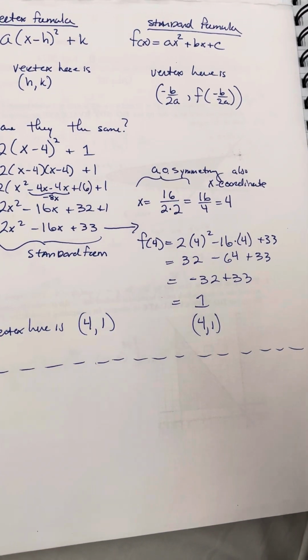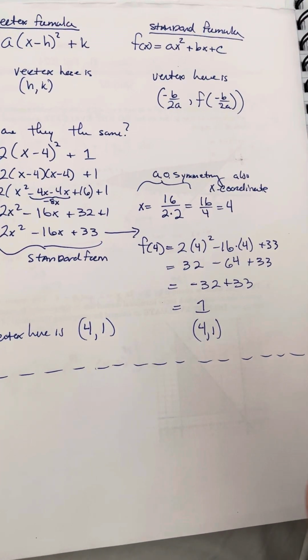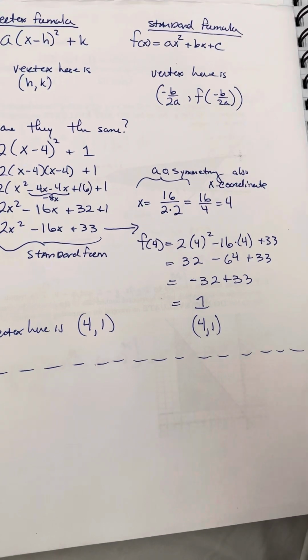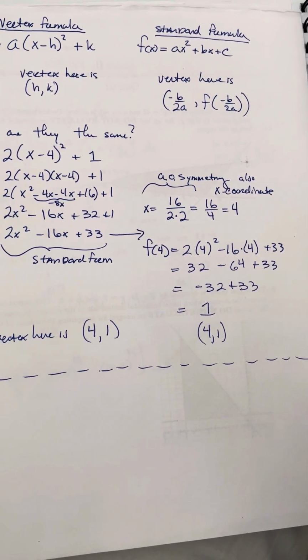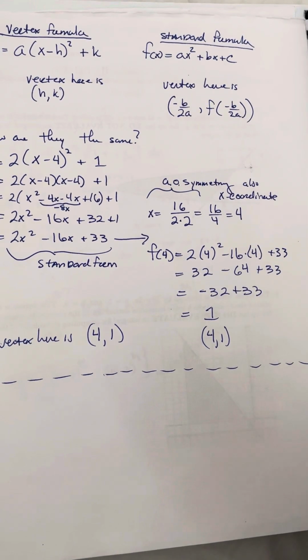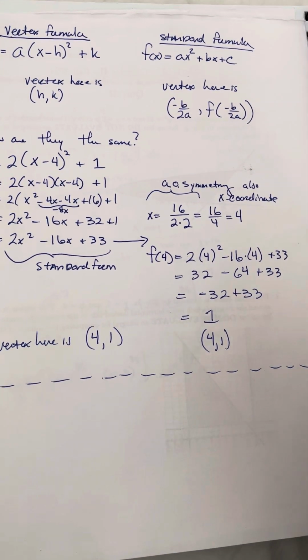The axis of symmetry is this vertical line. We don't draw it in the graph. You'll always see it as a dotted line. And it divides the parabola into equal halves. So the left half matches the right half.